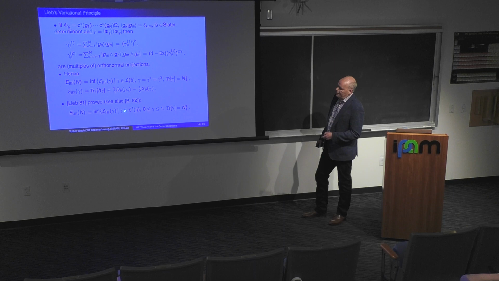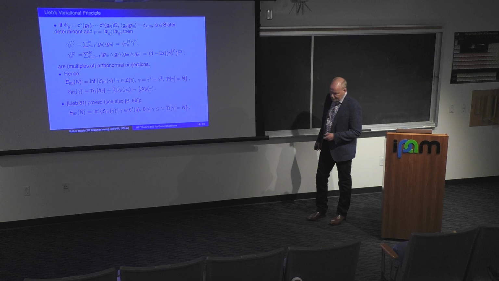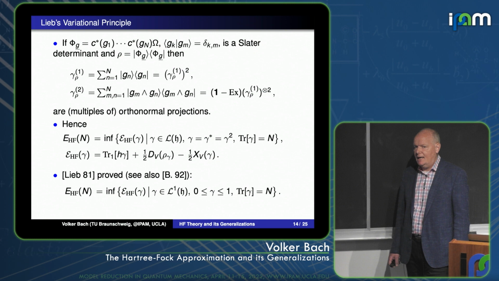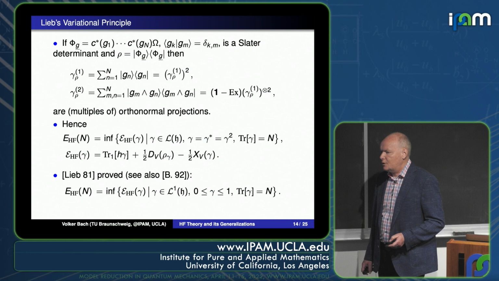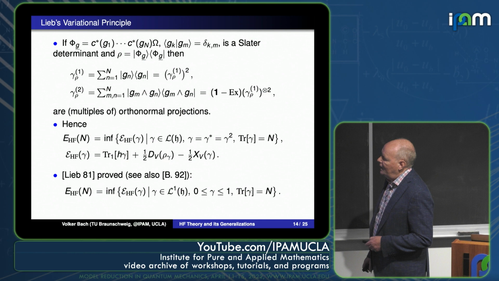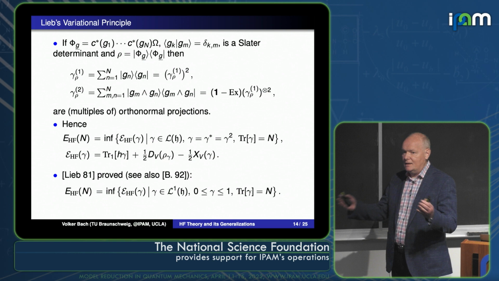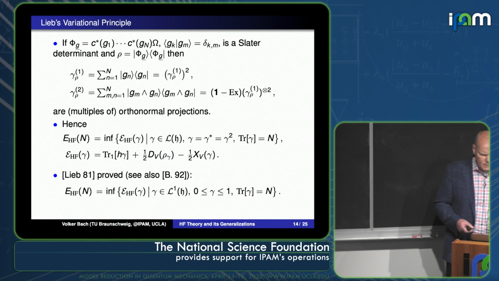Now, this is an important observation of Lieb, because when we want to do mathematical variational analysis, we like to use convex sets over which we vary. The set of rank n projections is not convex, but the set down here is convex. So we can take convex combinations and apply arguments to get the minimizer of this functional.